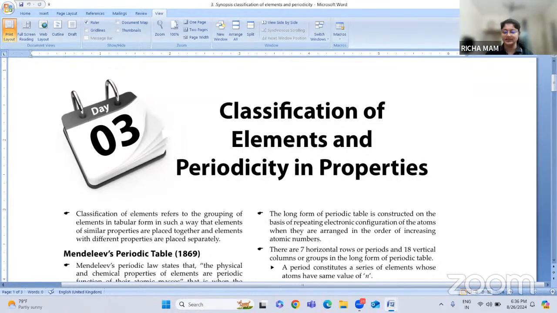So we are on classification of elements and periodicity. This is the third chapter, from your PU1. We have seen some of the important notes in the previous class, the synopsis, and some of the important things in our last class. So today we are going to continue with the same.